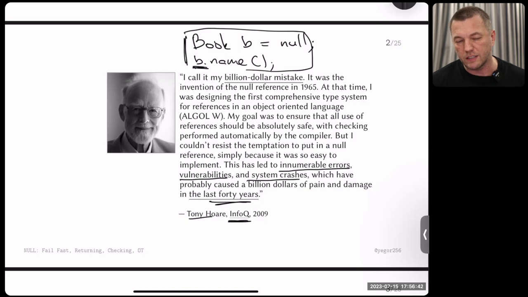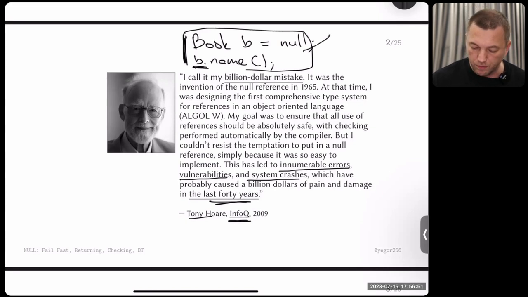So it's hard to detect these bugs because usually these two lines don't stay together. They're not going to stay next to each other. There will be another 100 lines between them. And then this line happens and you know what's going to happen: null pointer exception, and that's it.